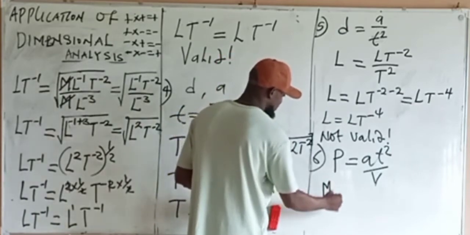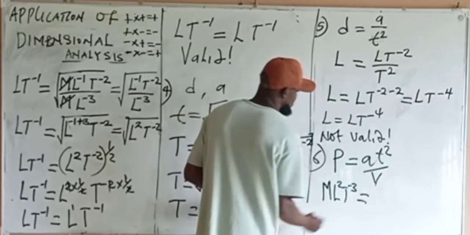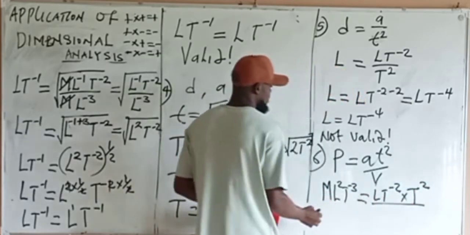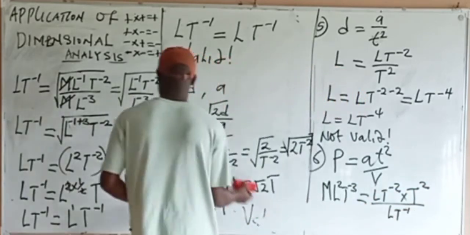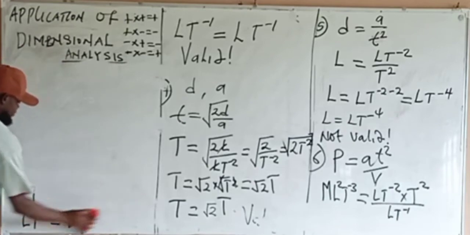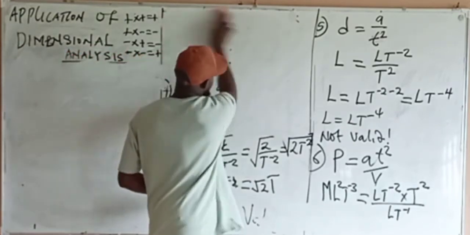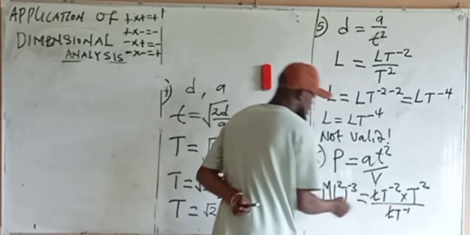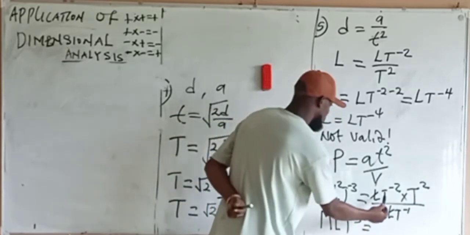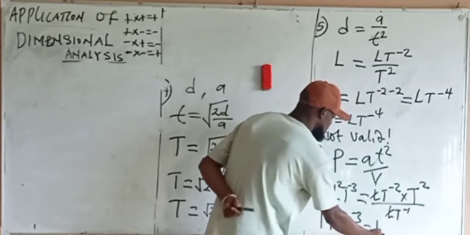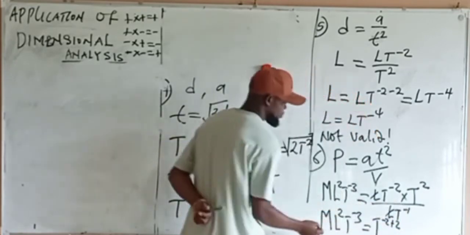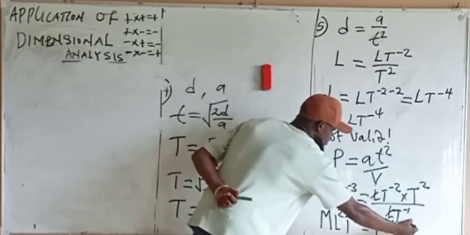The dimension of power is M L squared T raised to power minus 3. The dimension for acceleration is L T raised to power minus 2. The dimension for time is T, and that is squared. The dimension for velocity is L T raised to power minus 1. So at the end of the day we'll be having M L squared T raised to the power minus 3 equals T raised to the power minus 2 times T raised to the power 2. That is T raised to the power minus 2 plus 2. Add up the power. Then T raised to the power minus 1, if it moves up, we change it to T.